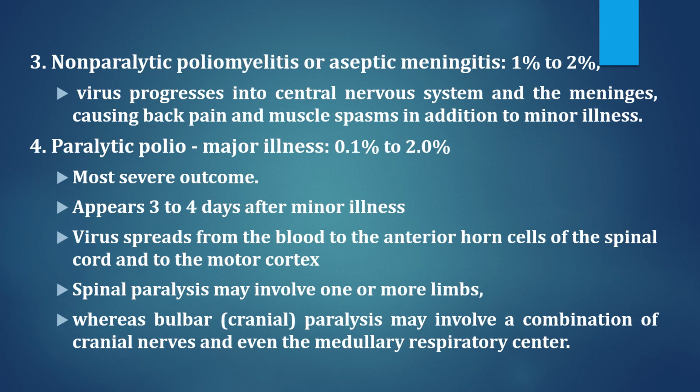The fourth outcome is the paralytic polio. This is a major illness, occurring in 0.1 to 2% of the infected persons. This is the most severe outcome. It appears 3 to 4 days after minor illness subsides. In this disease, the virus spreads from the blood to the anterior horn cells of the spinal cord and to the motor cortex. The spinal paralysis may involve one or more limbs, whereas the bulbar or cranial paralysis may involve a combination of cranial nerves and even the medullary respiratory center.